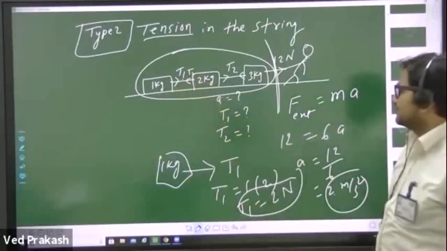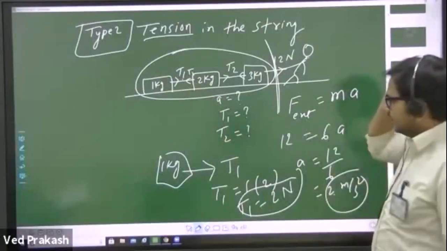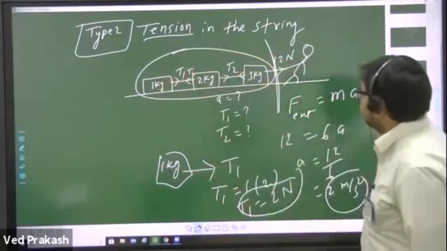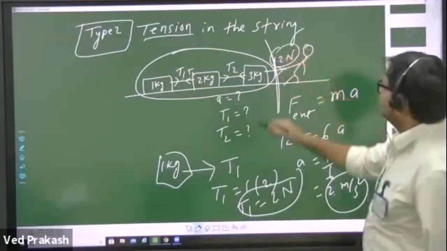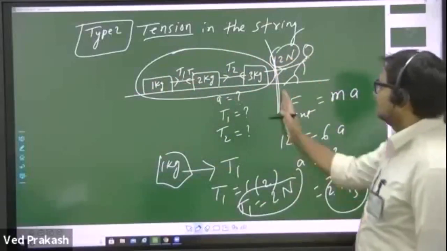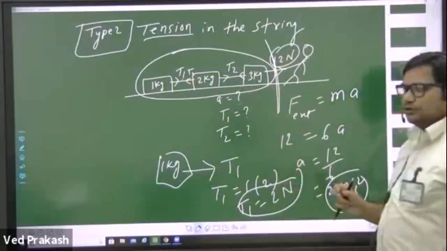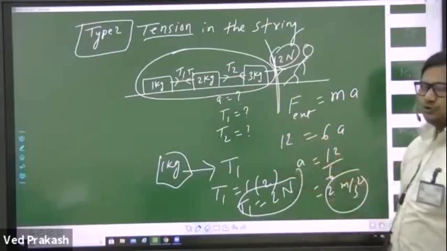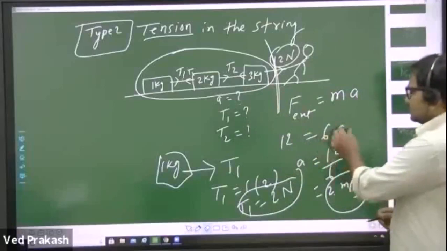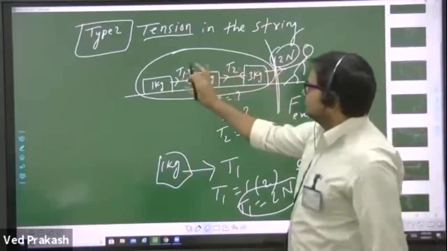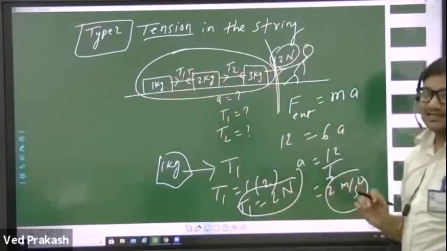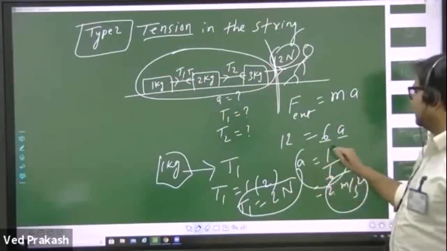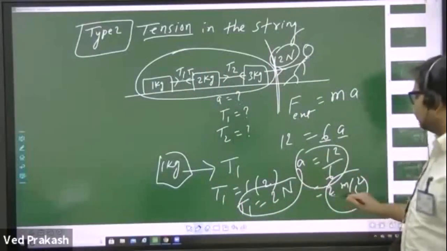To solve such numericals, you have to take this whole thing as a system, and 12 Newton will act as the external force for this system. So according to Newton's second law, F equals ma. F external is 12 Newton, which is equal to mass into acceleration. What is the mass? 3 plus 2 plus 1. The total mass is 6 kg. So 12 equals 6 into a. From here, we can find the value of a as 2 meter per second square.